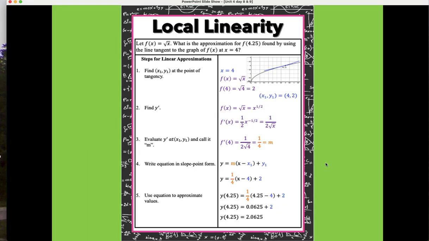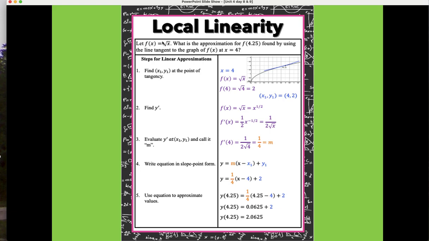I will have a card that will go up in the word wall. This is basically your notes. That's the example from your notes. Stepping you through that linearization process, identifying the point of tangency, coming up with the tangent line equation, and then using that tangent line equation to estimate the y value close to the point of tangency, right? The point of tangency is 4, and we're estimating it at 4 1/4. So this is an estimate for this example.